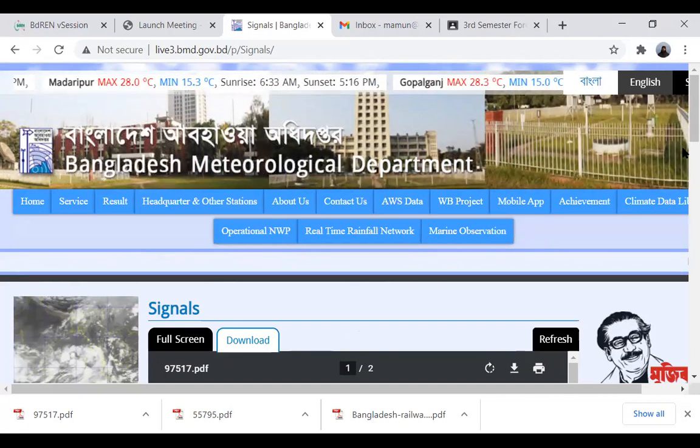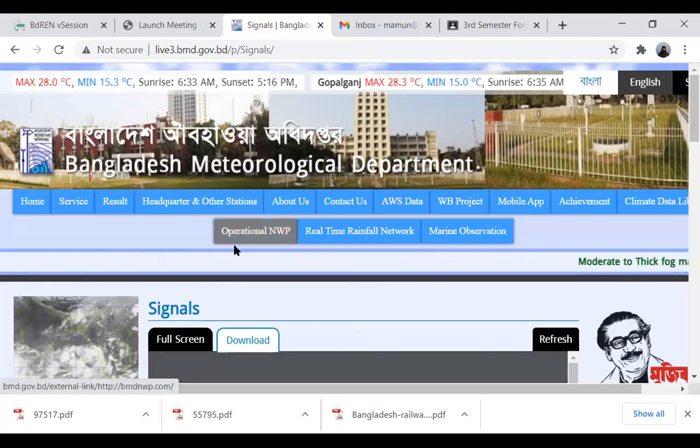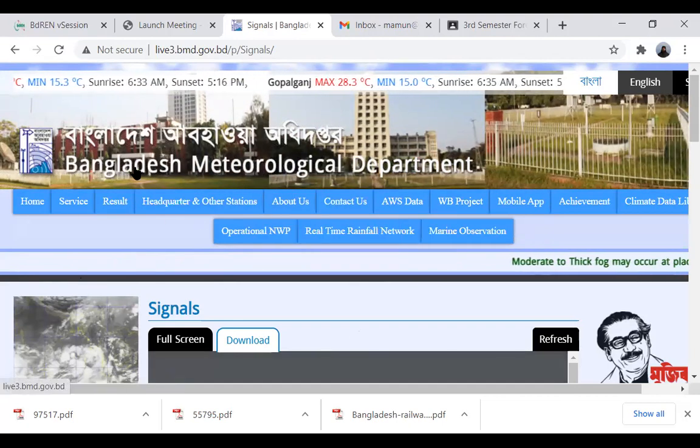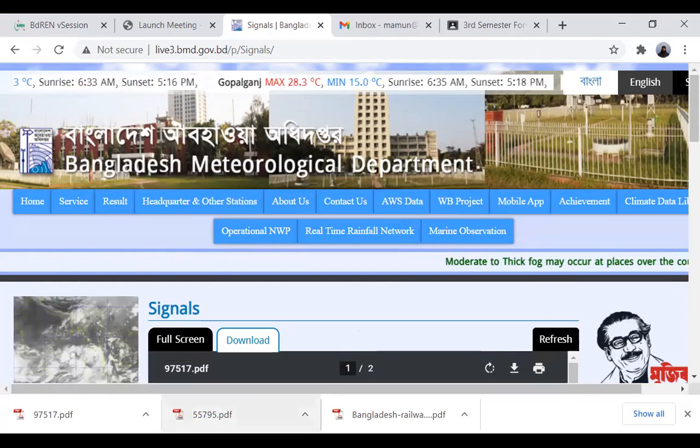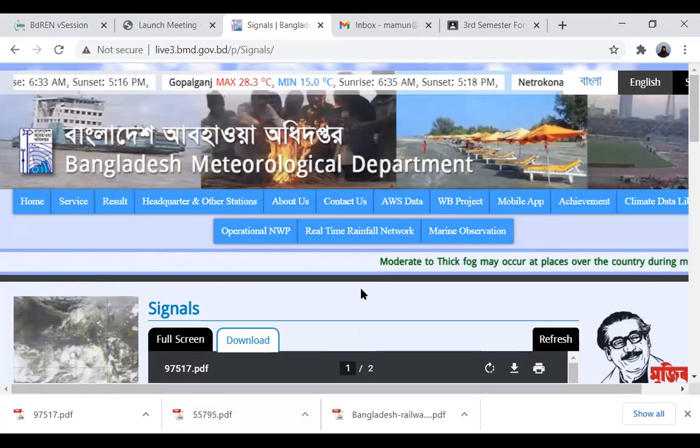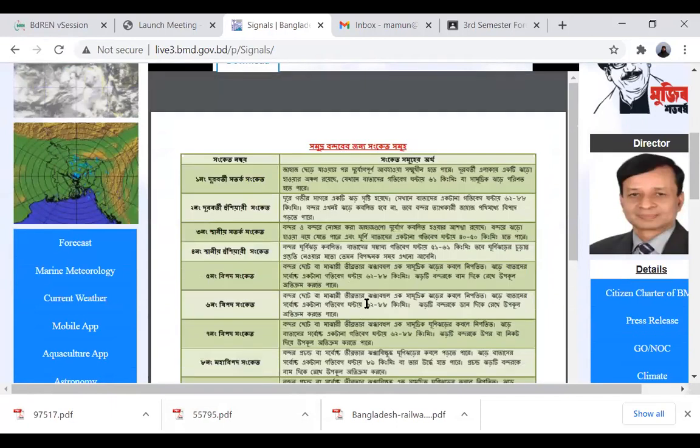So according to the Bangladesh Meteorological Department, they give this information on the basis of different systems of their analysis. We're going to discuss those things.